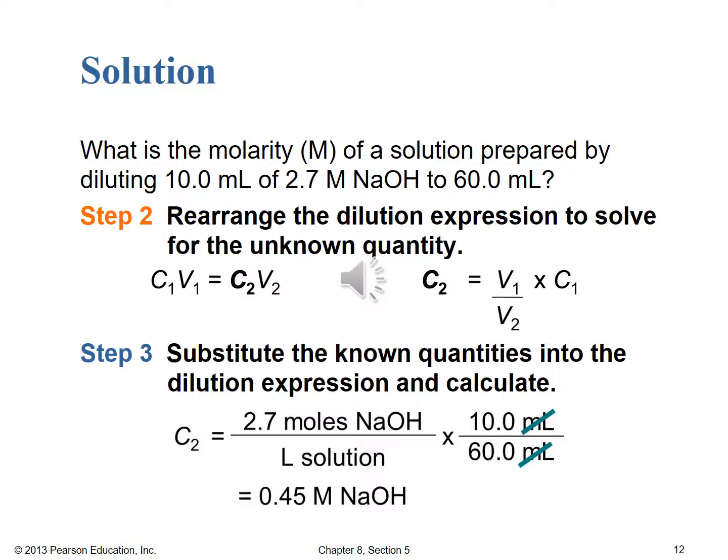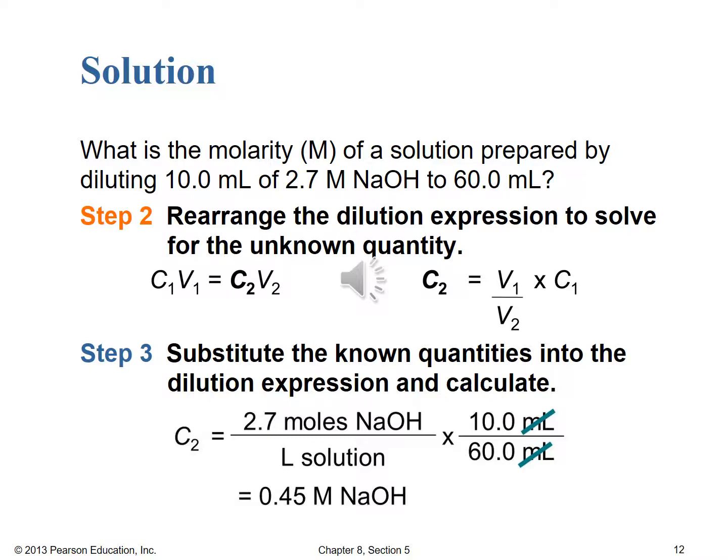And now moving on to step 3, we can substitute in those numerical values with their units. So 2.7 moles of NaOH per liter of solution times 10.0 milliliters, that's V1, divided by 60.0 milliliters, which is V2, gives us a final solution concentration of 0.45 molar NaOH.